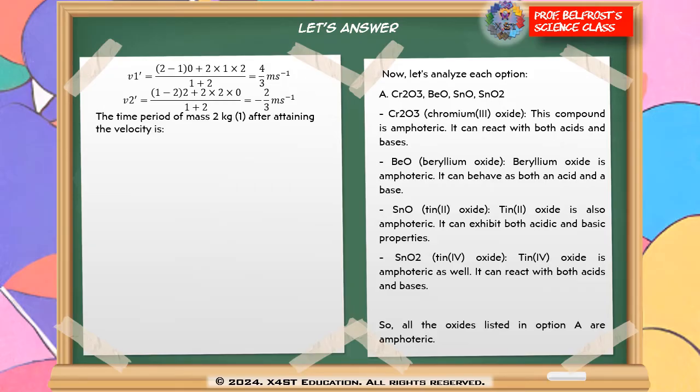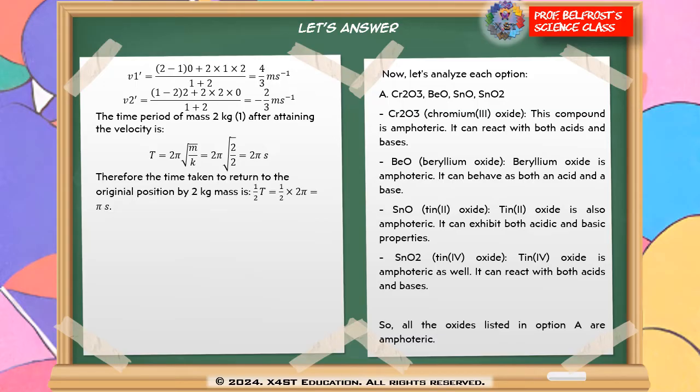The time period of the 2 kilogram mass, which is system 1, after obtaining the velocity, is T equals 2 pi times the square root of m over k, which is 2 pi times the square root of 2 over 2, which is 2 pi seconds. Therefore, the time taken to return to the original position by the 2 kilogram mass is just half of T, which is half times 2 pi, which is pi seconds.